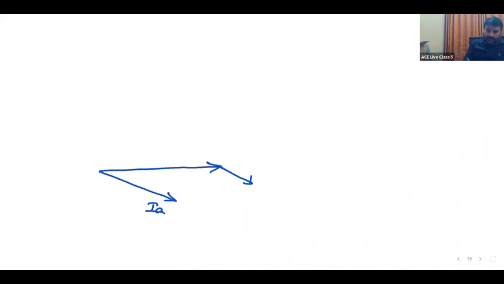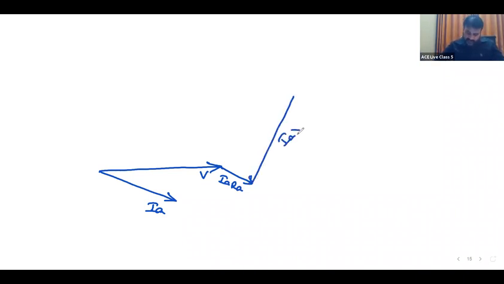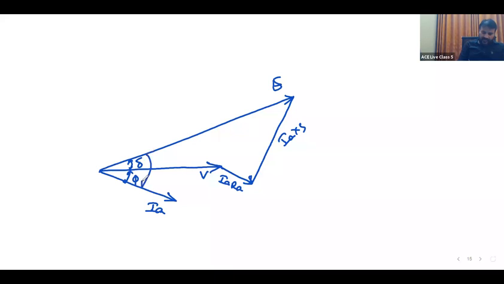V, IARA, IAXES. Everything is same. Now this is E. What is this angle? This angle is delta. This angle is phi. This angle is psi.